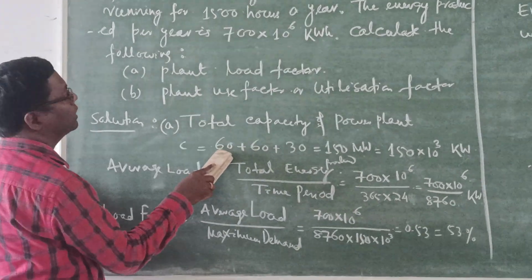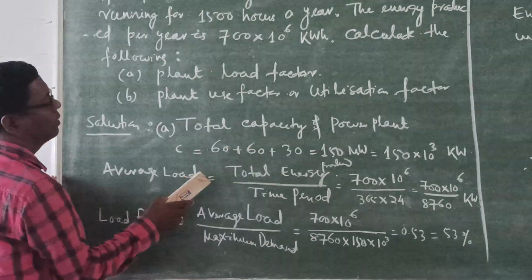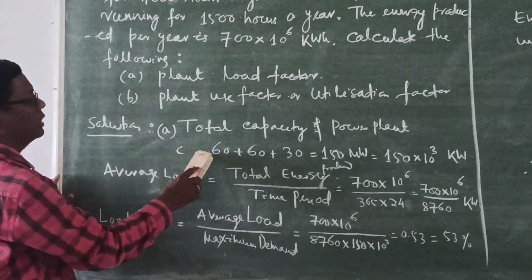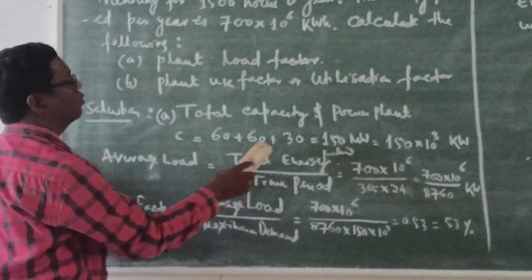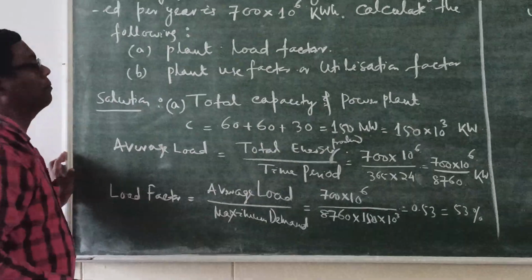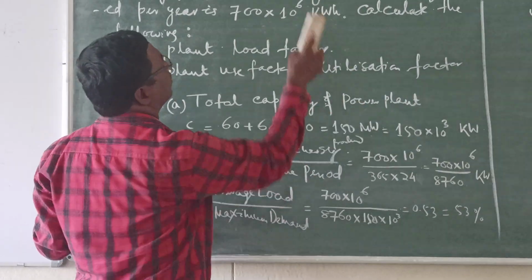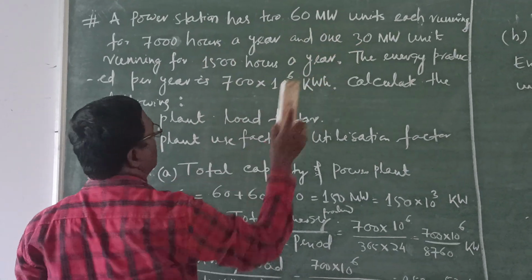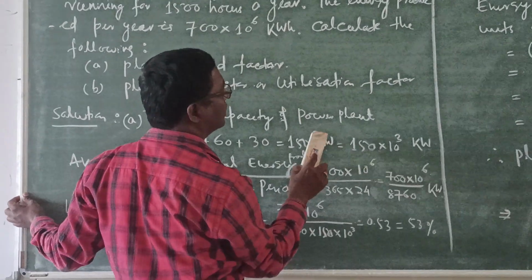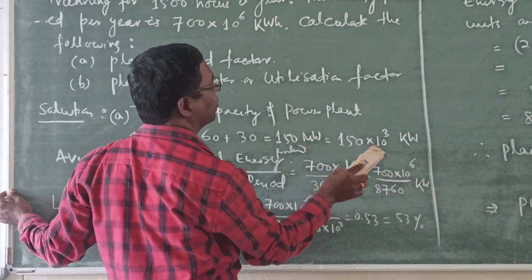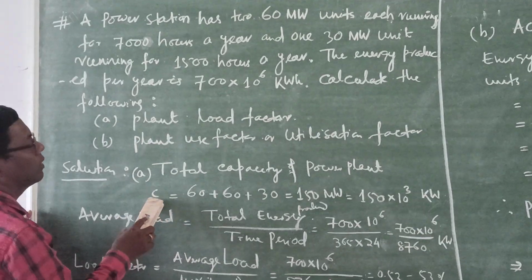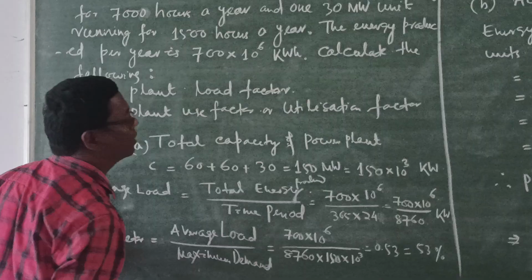So one is 60 megawatt unit, another 60 megawatt unit, and another 30 megawatt unit. So 60 plus 60 plus 30. 60, 60, 120 plus 30, 150 megawatt. So total will be 150 megawatt. 1 megawatt is 10 to the power 6 watt, or 1 megawatt is 10 to the power 3 kilowatt. So total capacity of the power plant will be 150 into 10 to the power 3 kilowatt.